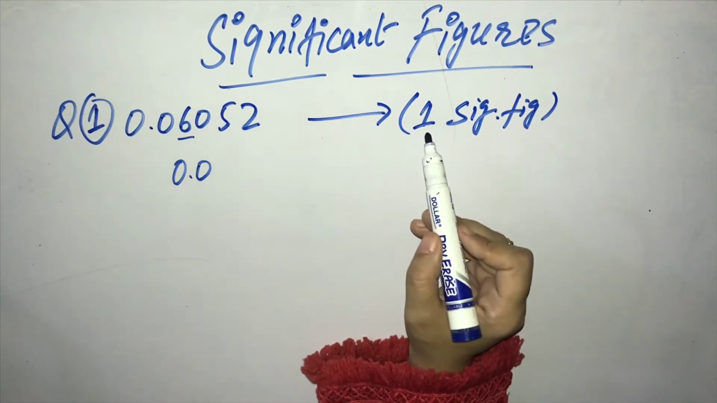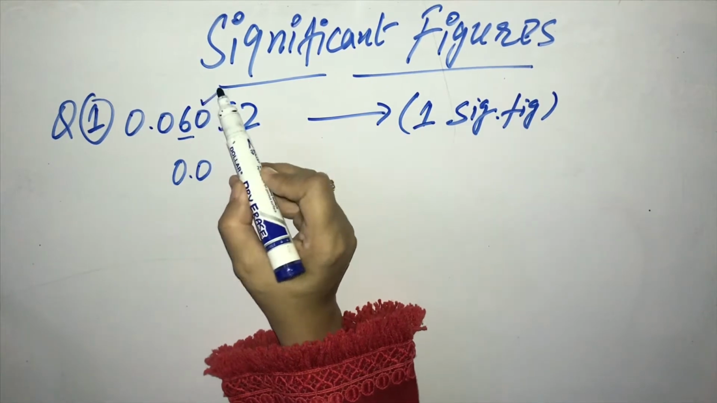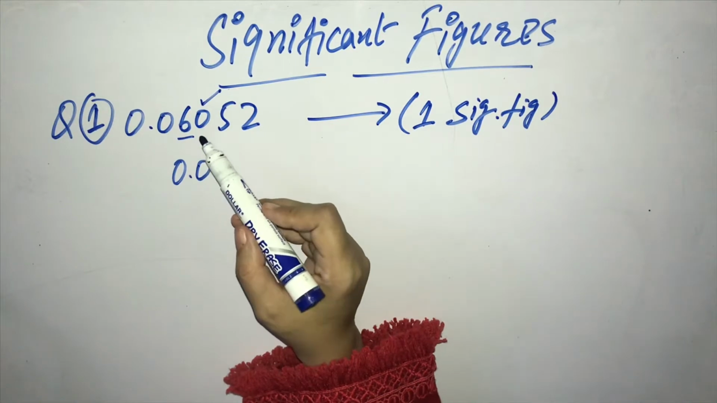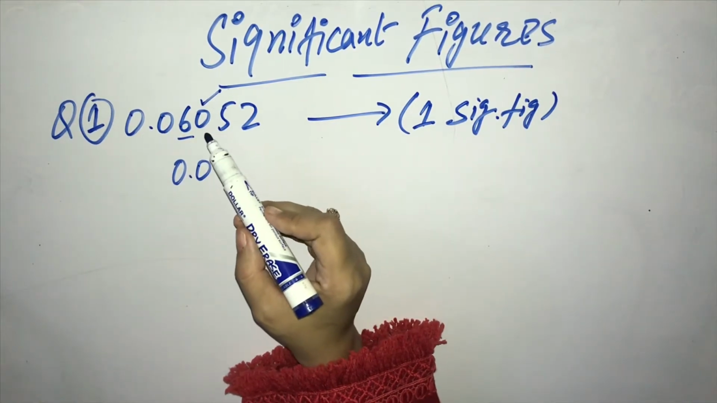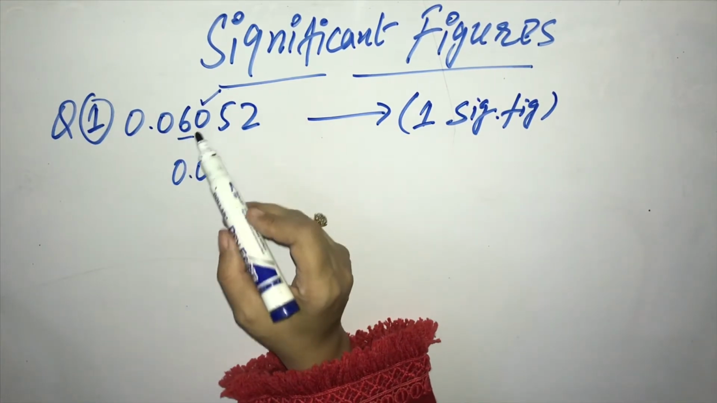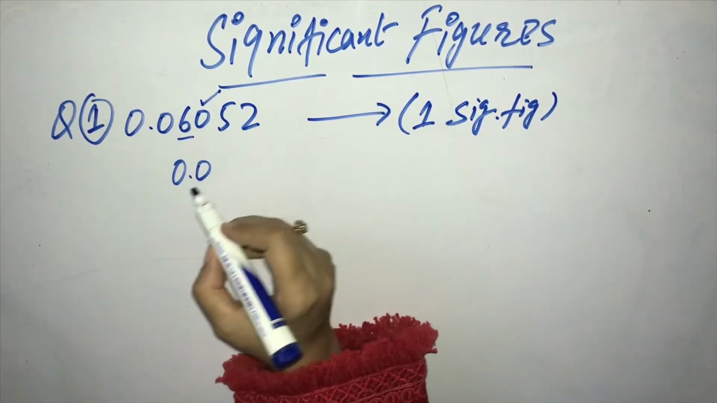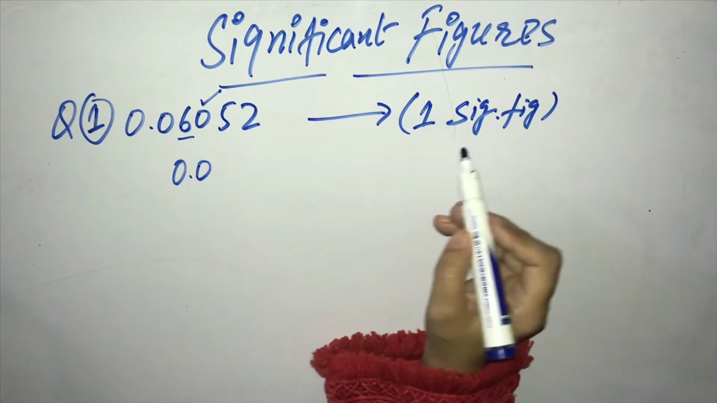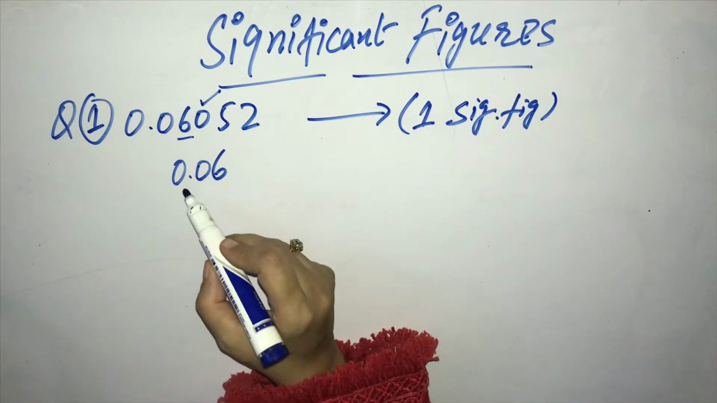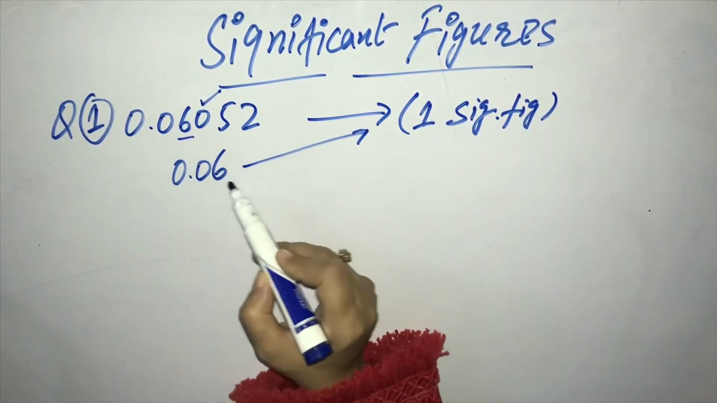As I have to give the answer correct to one significant figure, I shall choose this number and check the next. If the next number is equal to 5 or more than 5, I shall drop it, but it will give 1 to the previous. If it is less than 5, it will simply be dropped and the numbers after it will also be dropped. So my final answer, correct to one significant figure, is 0.06. This number has two decimal places, but only one significant figure, which is 6.